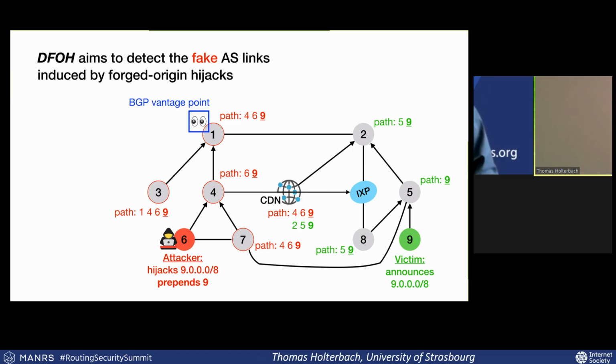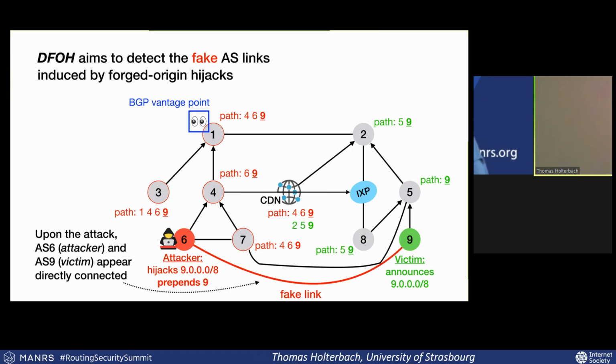of the BGP vantage points and the BGP data that are collected by those vantage points. For instance, the collector, the RIPE RIS route collector. So you can see the BGP route using those vantage points. And then you will realize that AS6 and AS9 appear directly connected, right? They are consecutive in the AS path. And this is actually a fake link. The victim and the attacker are directly connected, and that's a fake link. This link actually does not exist. Those two ASs are not peering together. It's a fake AS link.